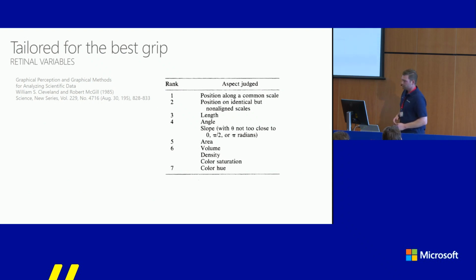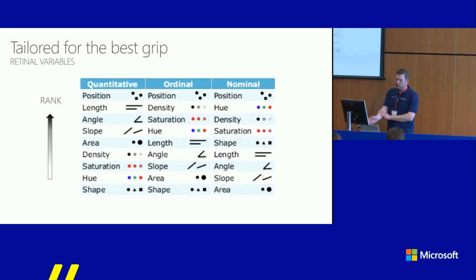This chart ranks them. So position along a common scale is the most important to tell your data in the best way. Area and volume density is less effective. People cannot really distinguish the differences between A and B with density or volume in the way that position along a scale can. And even your type of data can make your decision change. So for nominal data, the rank of the best option is different.